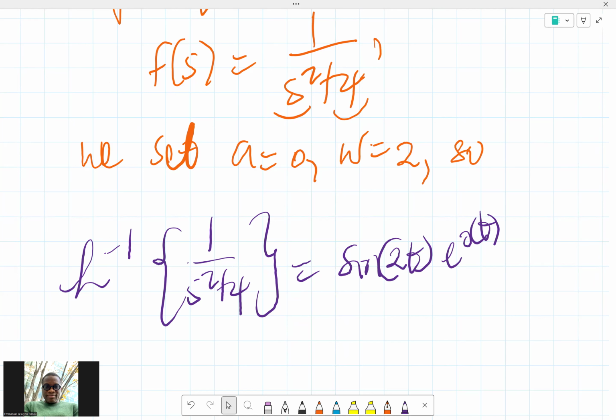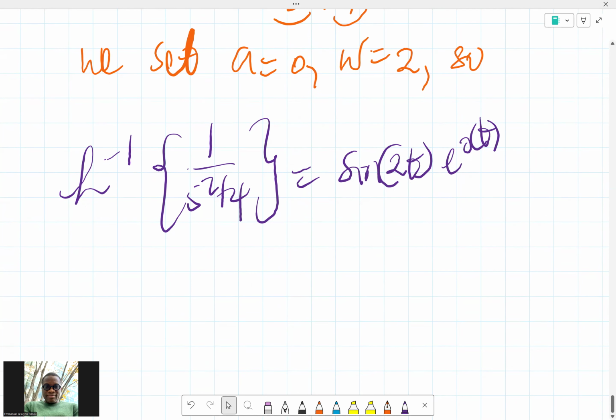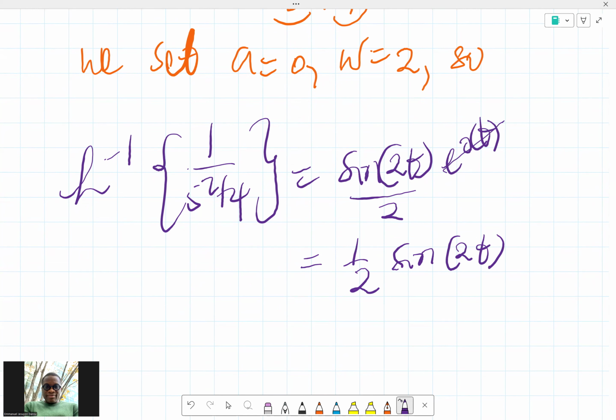So this will have to be divided by 2 to balance things out. So we have half sine 2t. e raised to power 0 is simply 1. So we divide by 2 because the standard Laplace transform of sine 2t has a numerator of 2, but our function had only 1. So we factor out half to match the standard form. So we have this now.